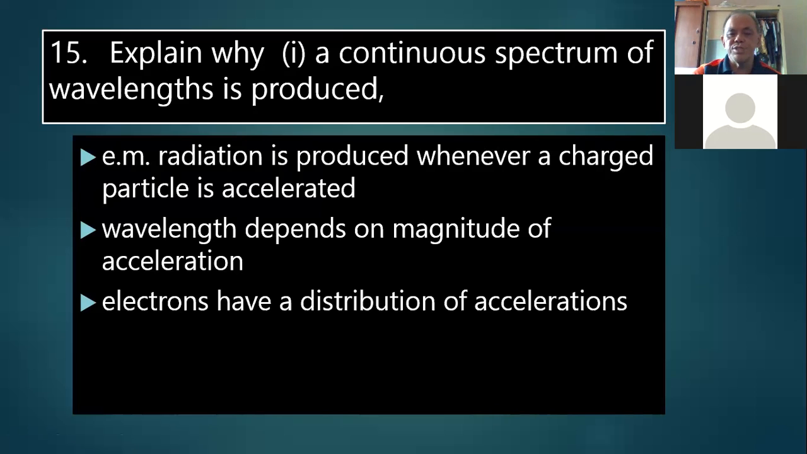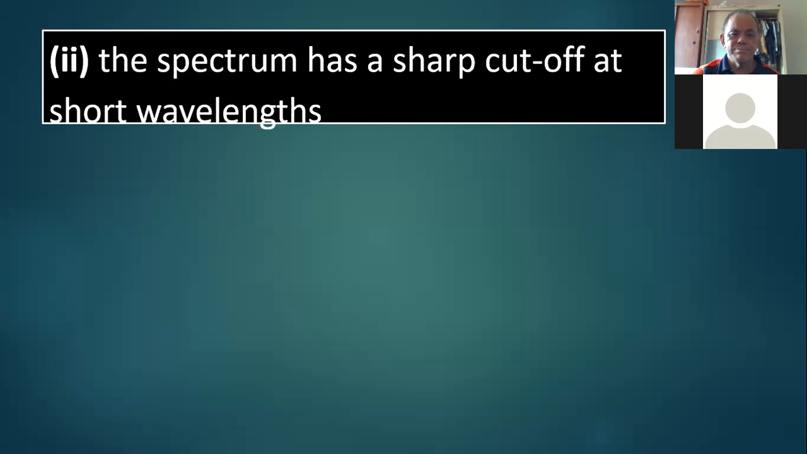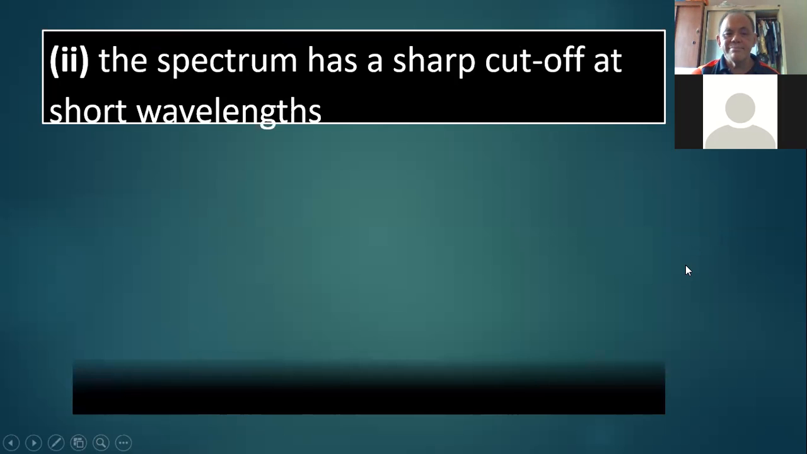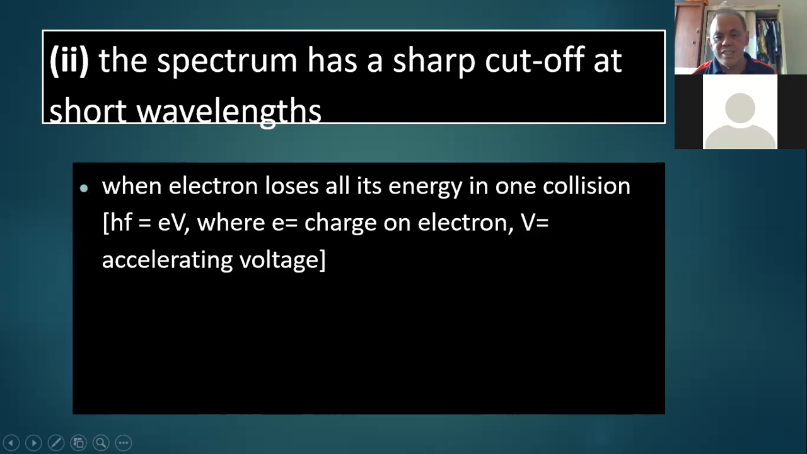Electrons have a distribution of acceleration, so they will give out different energies of X-ray. So we get a continuous spectrum. The spectrum has a sharp cut-off wavelength. You should be able to explain that. When an electron loses all its energy in one collision, then the X-ray photon energy equals the kinetic energy of the electron.